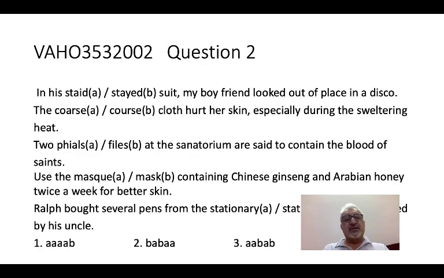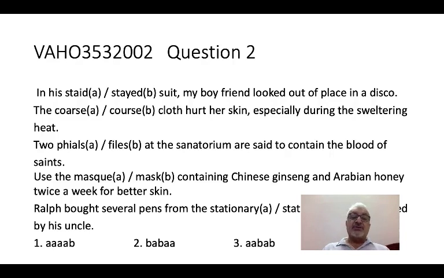Moving on, next question is talking about some suit. So he says, in his A or B suit, my boyfriend looked out of place in a disco. So something where we describe a word that describes a suit and it is not suitable for a disco. Which word is appropriate? Yes, it is not STAYED. It is actually STAID, which means when something is very simple or something is unfashionable is what we understand a plain suit. So that's why he wants to say that this is out of place in a disco. Hence, A is the answer. Stayed is the past tense of stay, which is not suitable over here.